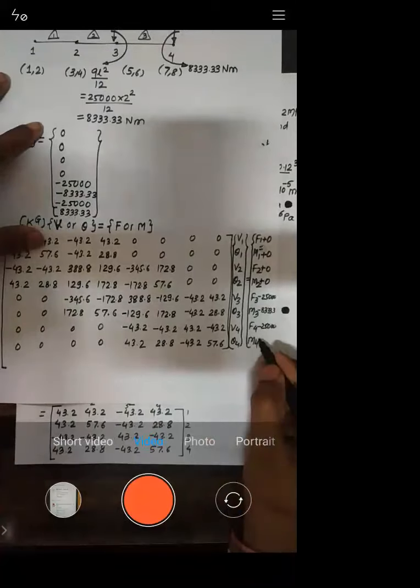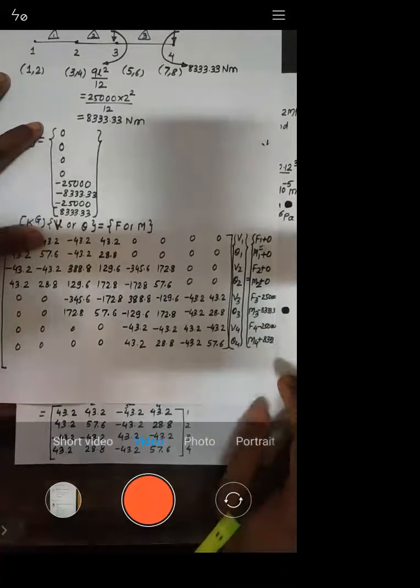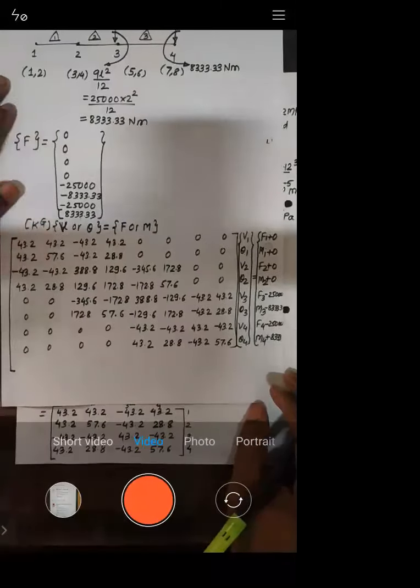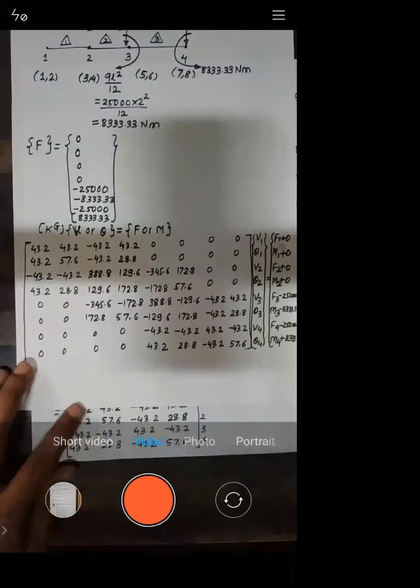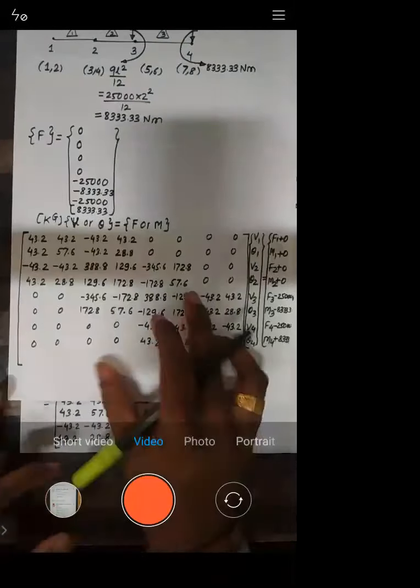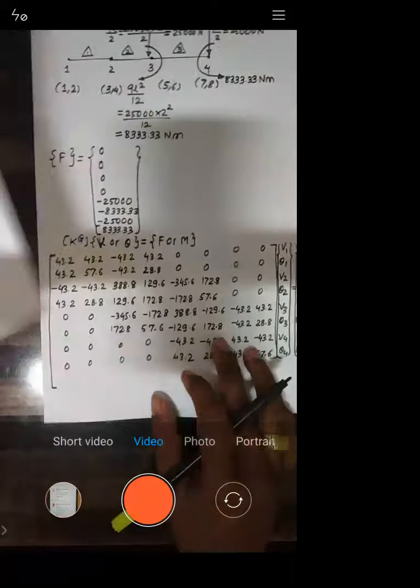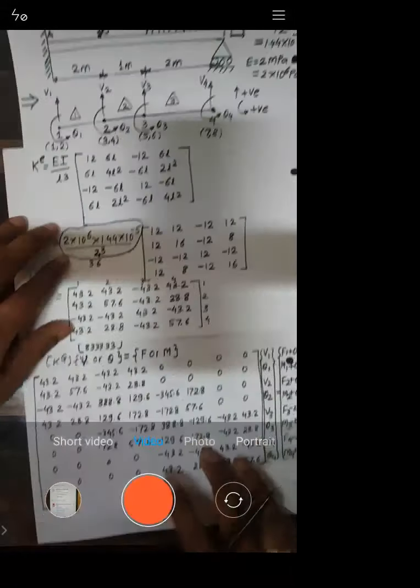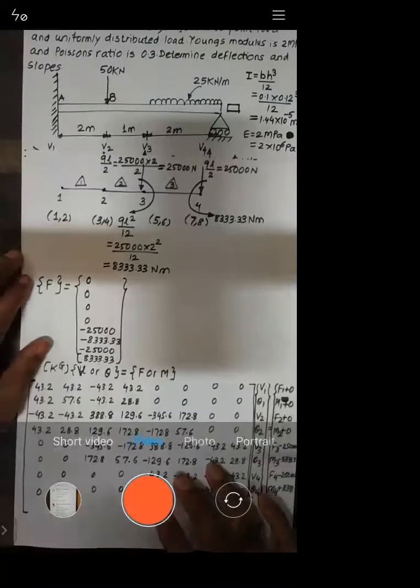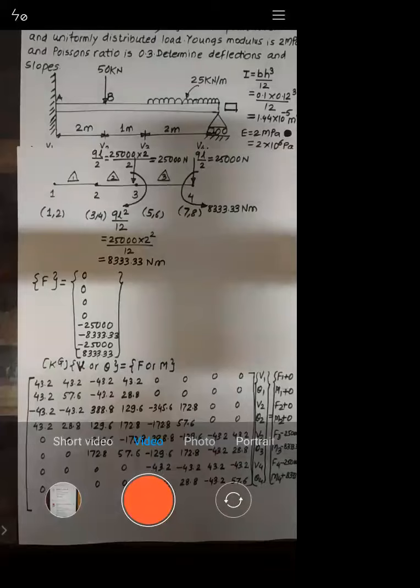And this is plus 8333.33, right? Now just check how to solve it. How we can solve it? Let me know. How are we supposed to solve this? Can you let me know how to solve it? I will solve it. Let me know.